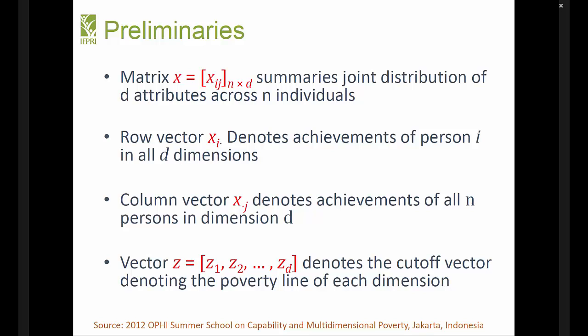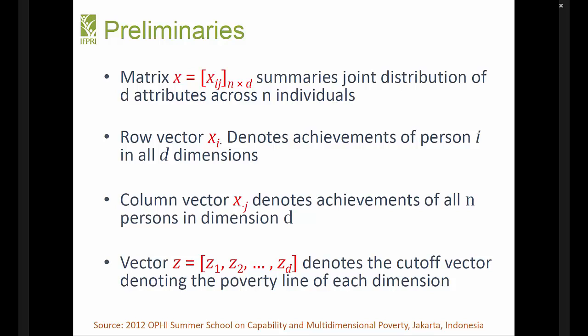So each row vector, x i dot, right, denotes achievements of person i in all d dimensions. So this is like your data point. If you're person one, your row vector represents your standard of living, your education, and so on. Now the column vector denotes achievements of all the persons in dimension j, right? So in the first dimension, standard of living, it's everybody's income level. If it's education, it's everybody's years of schooling, and so on.